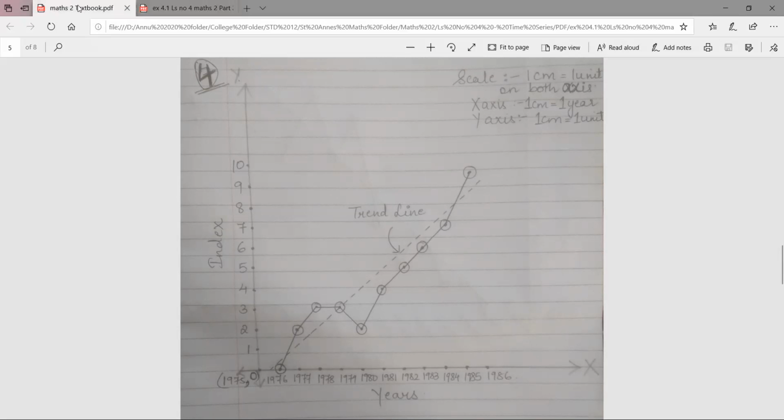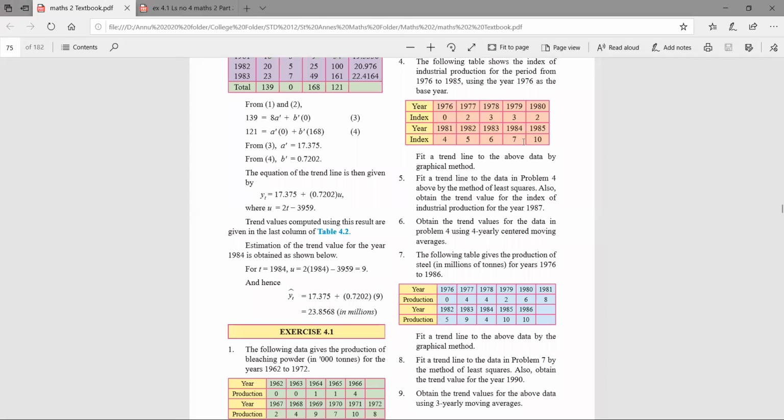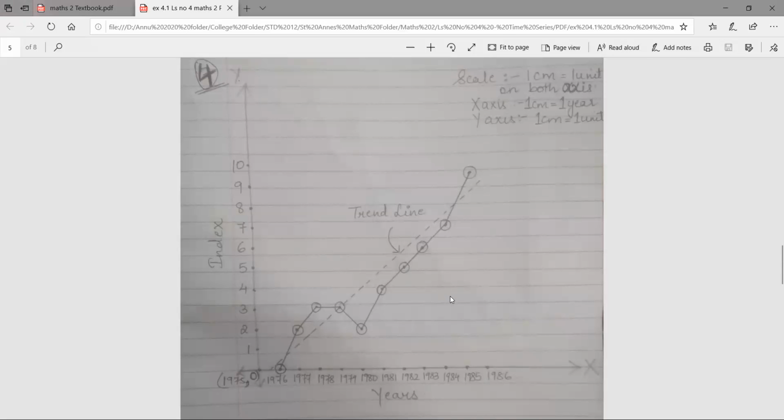Again, the minimum number in the table is 0 and the maximum is 10. So again, I have taken 1 centimeter equal to 1 unit. So 1 to 10, I have taken the points. As I told you, origin O, but that we can consider the year 1975, 0. So in this way, I have named the x-axis as years and the y-axis as index.